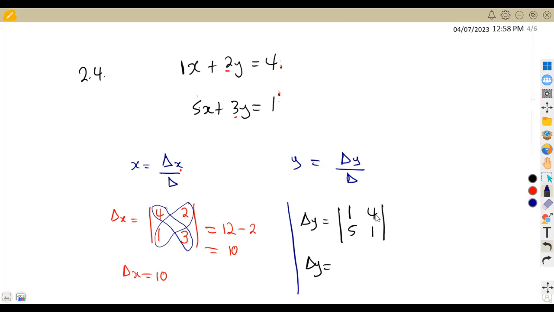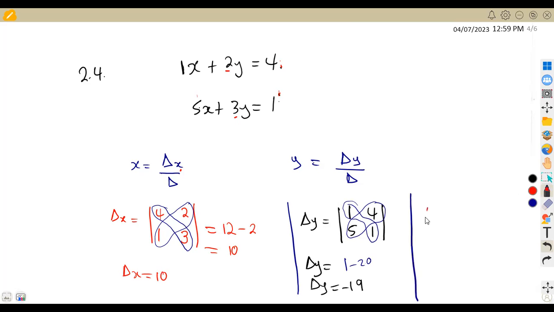Applying the same concept as previously, it's going to be 1 times 1 minus 4 times 5. That is going to be negative 19 because that's 1 minus 20, which is negative 19 in this case. So the determinant with respect to y is negative 19. We move on to the other part.